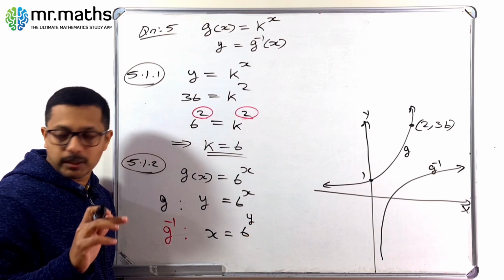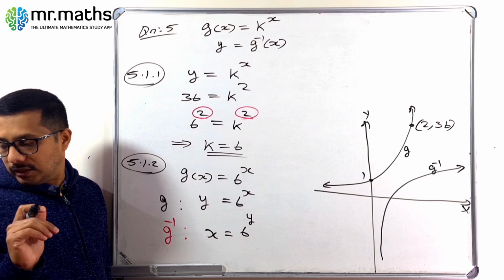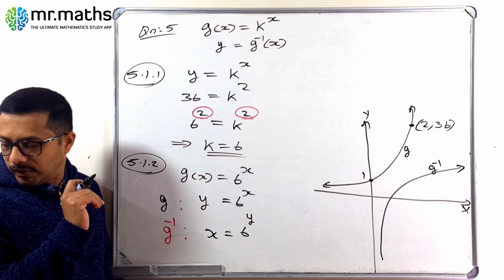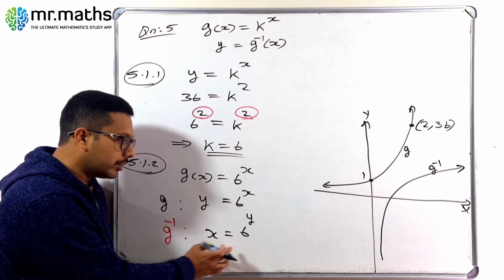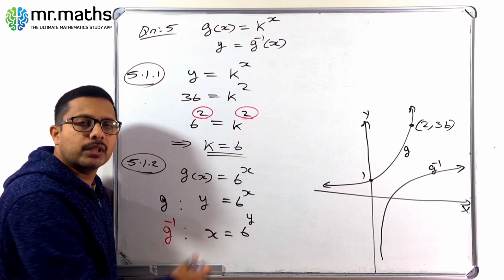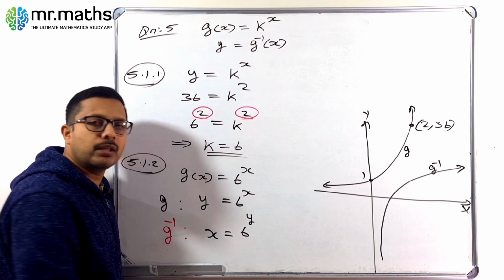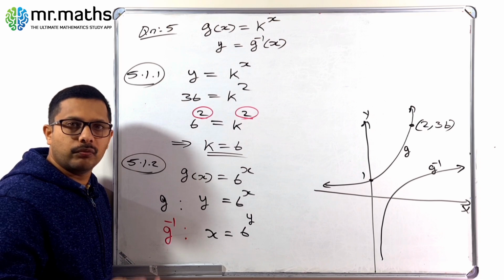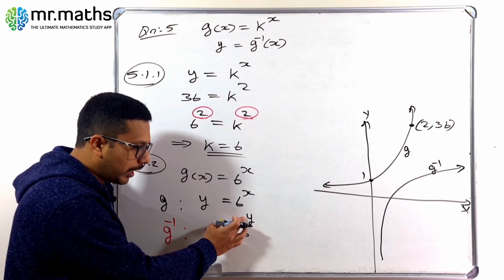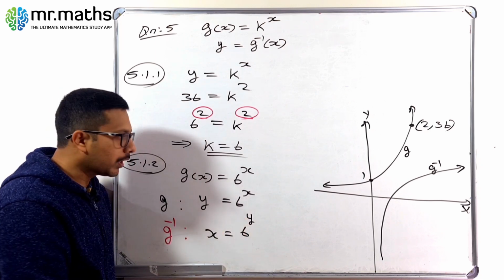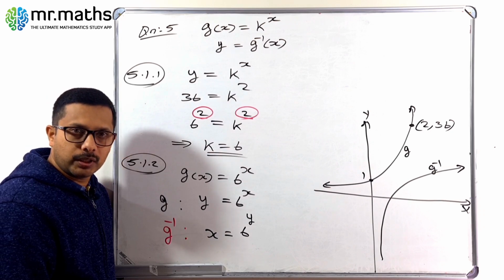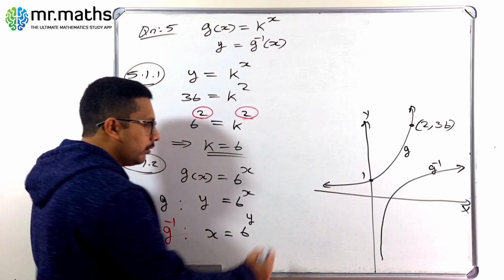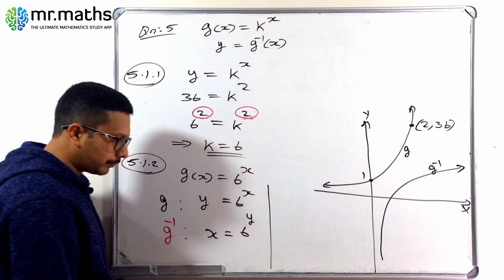But look at the question. They want the answer, give the equation of g inverse in the form of y is equal to. This is actually g inverse, but you want to convert this one in the form of y is equal to. That means you have to write the answer in terms of y. So how can you write that one? You have to take a logarithm, am I right?